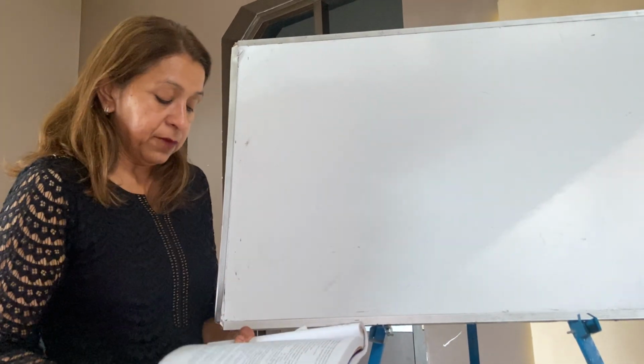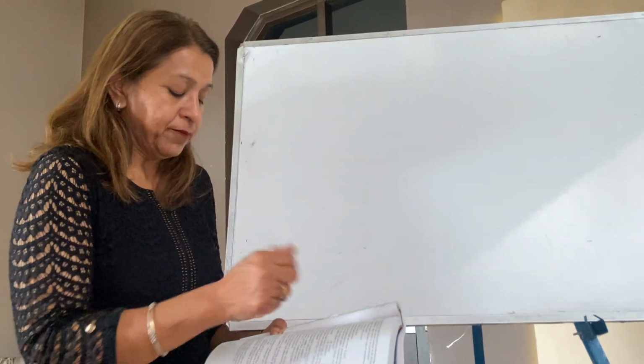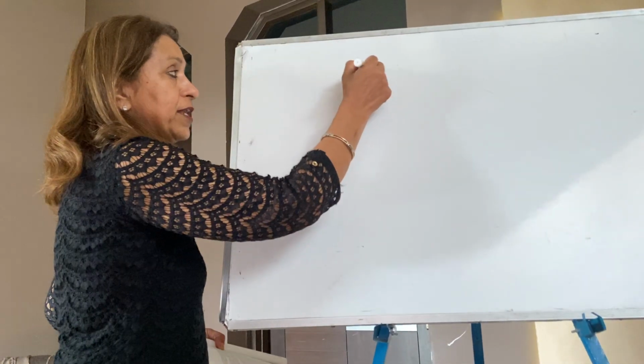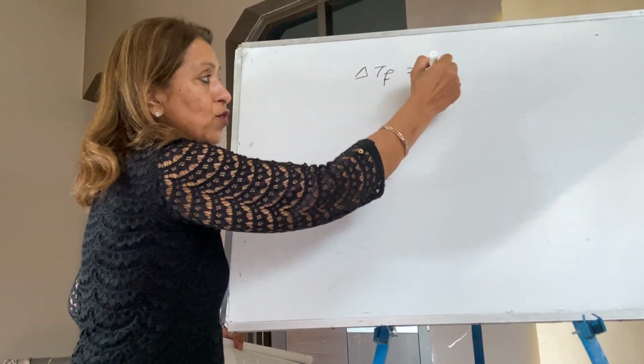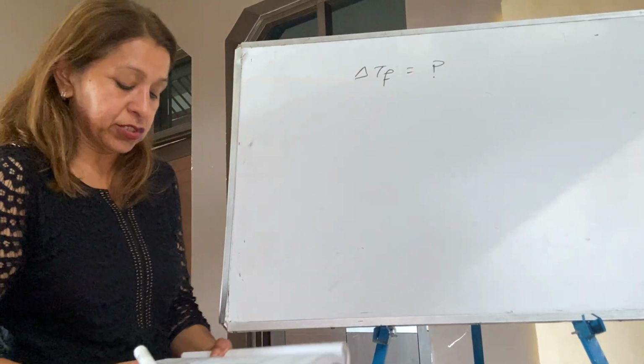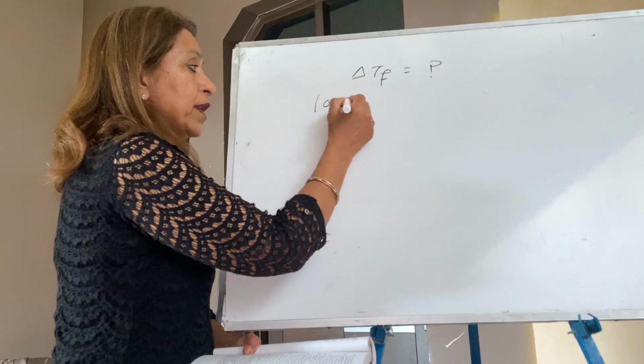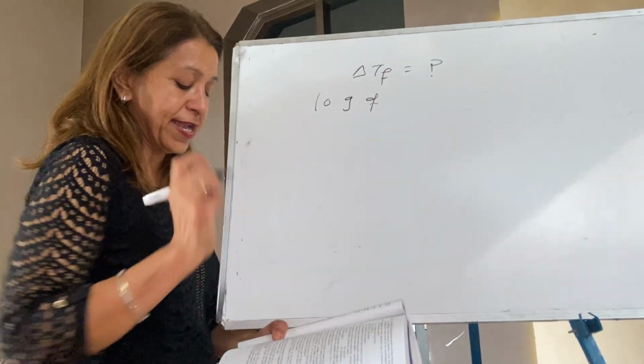This type of numerical. Calculate numerical 32. Calculate the depression in freezing point. Write down delta Tf. Calculate the depression in freezing point. Now it is 10 gram of an organic acid that is given.